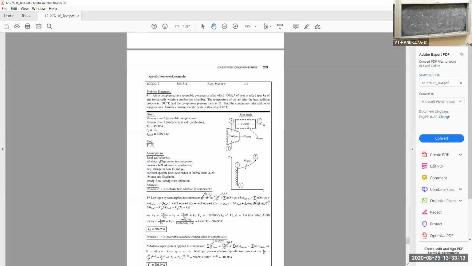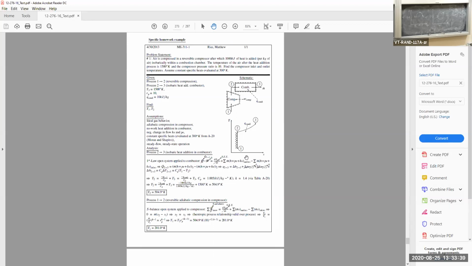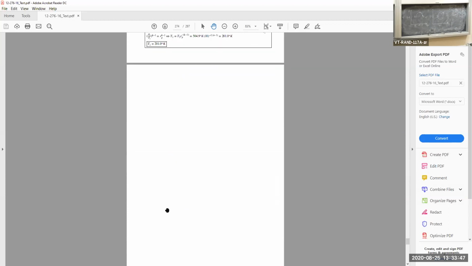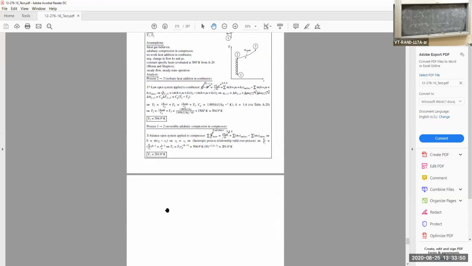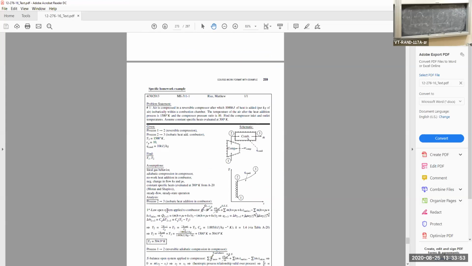Assumptions, you've got a list of assumptions, including sources for properties. So some properties are evaluated here. You see Moran and Shapiro listed, and a table A20 is listed here. So apparently we got some data out of a table A20, and that's indicated in the assumptions, all right? And then you've got the analysis, and you've got a bunch of equations. It looks like the first law, the energy balance, and you do a bunch of stuff and calculate your results, okay? So that is how I expect you to do the problems in your homework.